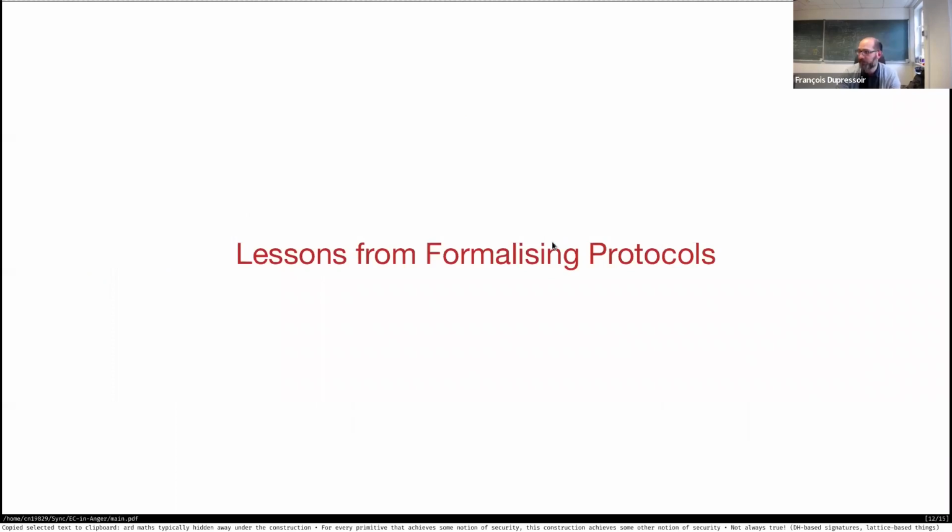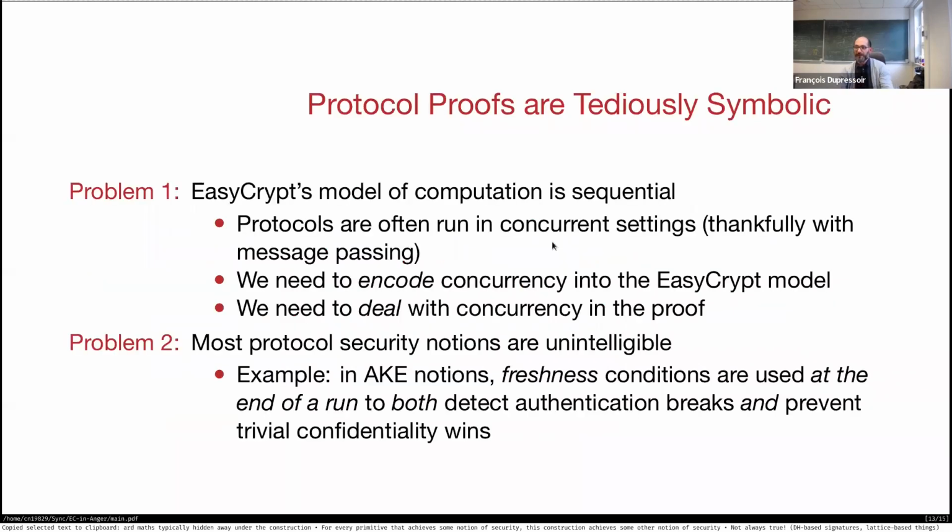So let me quickly skip through formalizing protocols. The main lesson is don't do it at the moment. The two big problems that we face are, first, that EasyCrypt's model of computation is entirely sequential. We've got one main thread of computation. The adversary at some point takes over after some initial setup, and then controls the execution of oracles and schedules them and schedules message delivery and all of this.